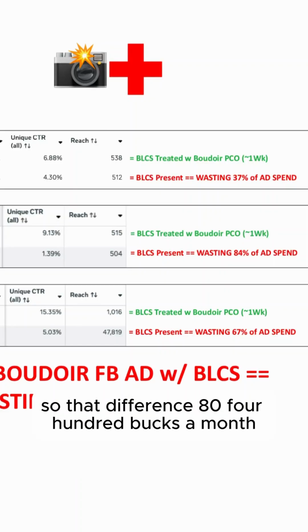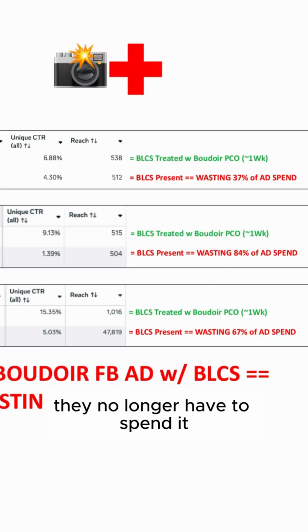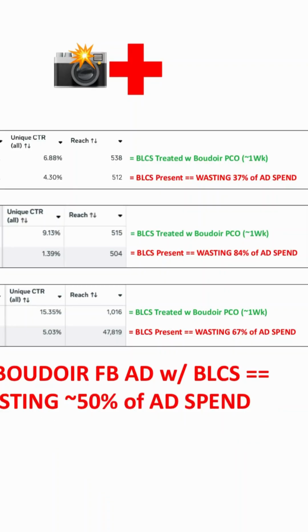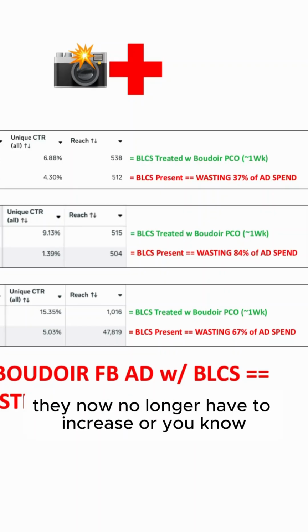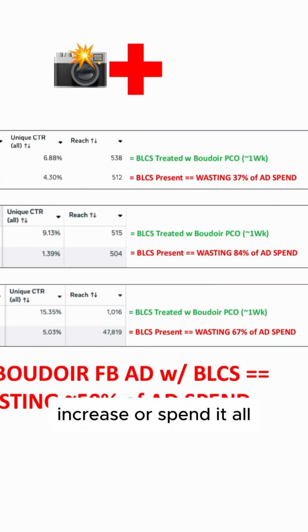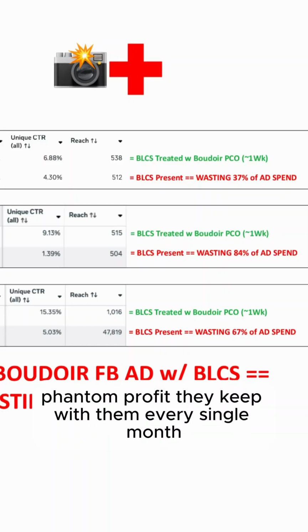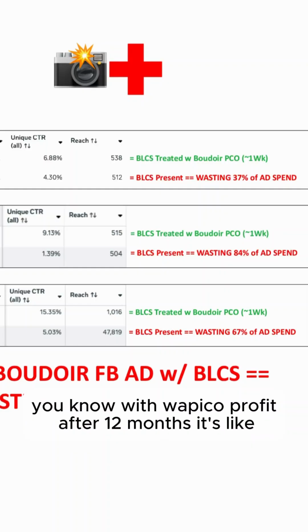So that difference, $8,400 a month, they now no longer have to spend it. They can keep it in their pocket. They now no longer have to increase their spend at all. Simply a kind of phantom bonus, phantom profit they keep with them every single month. Boudoir Pico profit. After 12 months, it's like 100K.